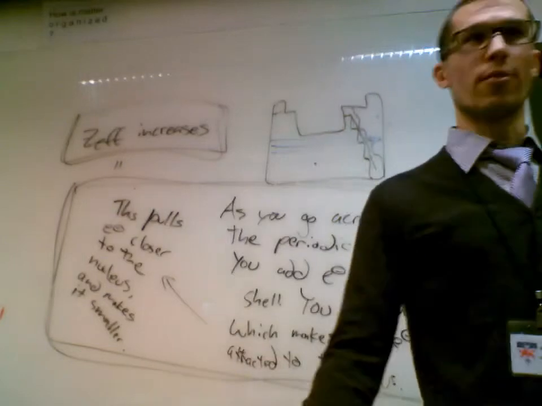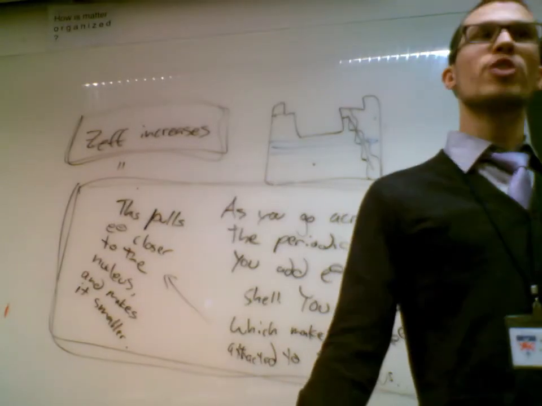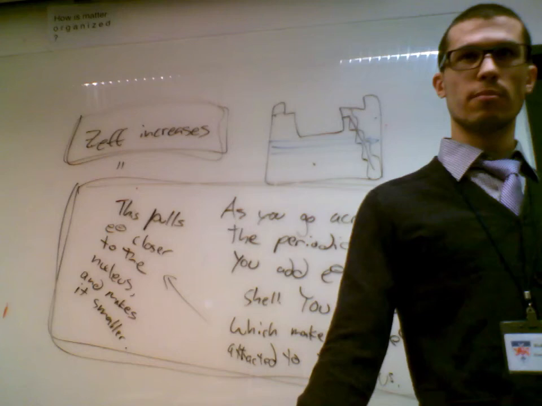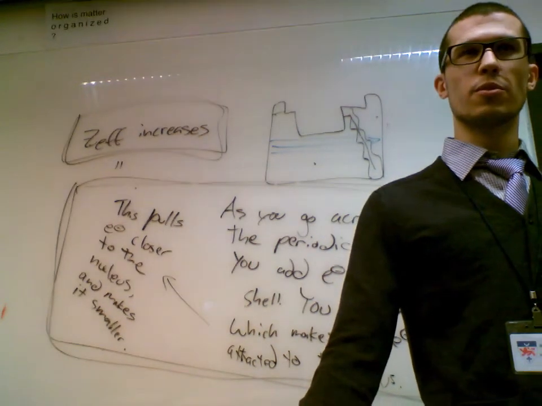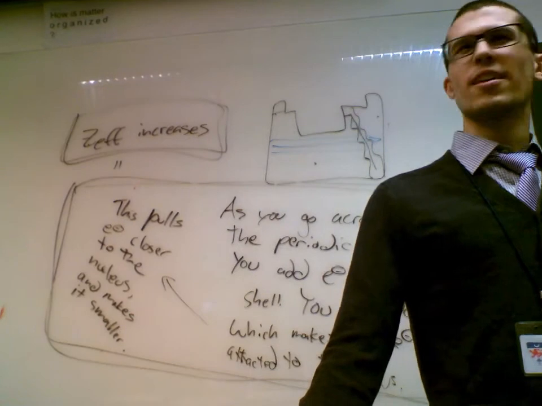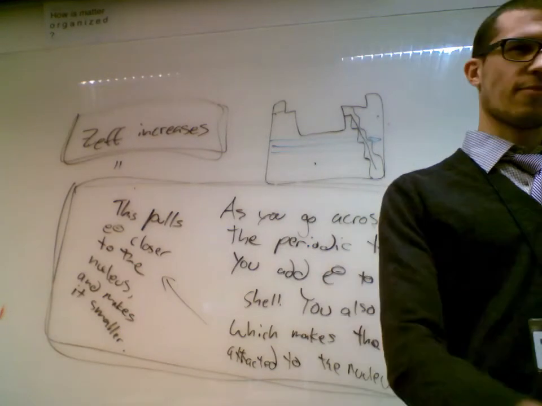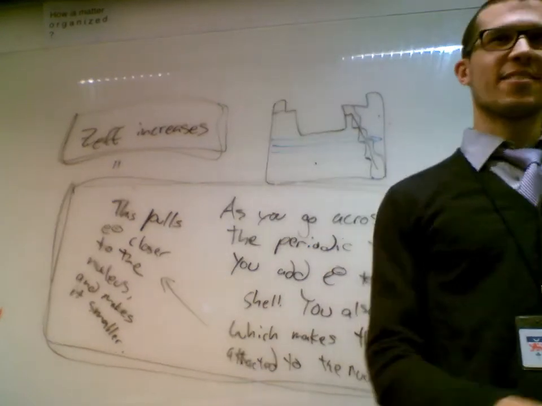Or you could say shell increases. There's more shells as you go down the periodic table. For which one? It's the exact opposite. We're talking about atomic radius going down. Okay. As you go down the table, atomic radius decreases.